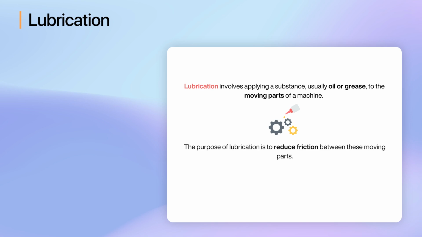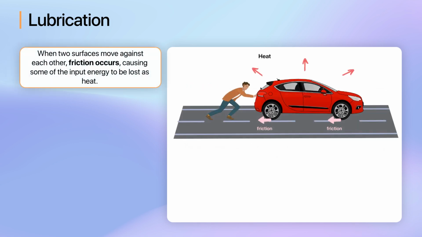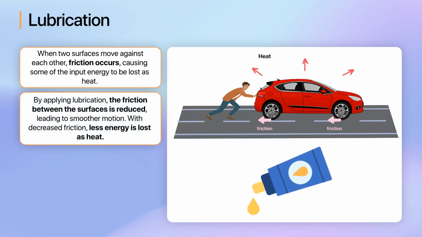The purpose of lubrication is to reduce friction between these moving parts. When two surfaces move against each other, friction occurs, causing some of the input energy to be lost as heat. By applying lubrication, the friction between the surfaces is reduced, leading to smoother motion. With decreased friction, less energy is lost as heat. Therefore, more of the input energy can be directed towards the intended purpose, thereby increasing the efficiency of the system.